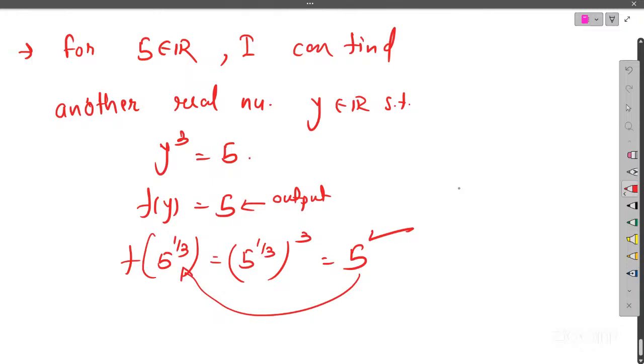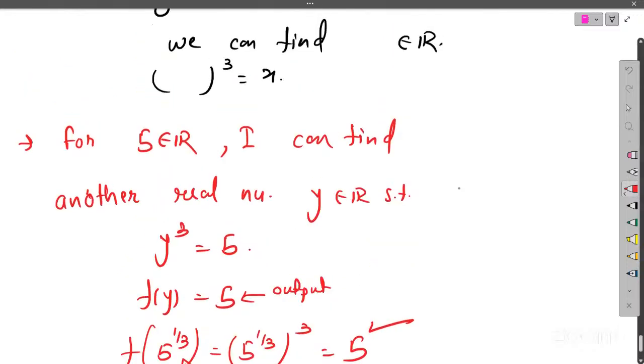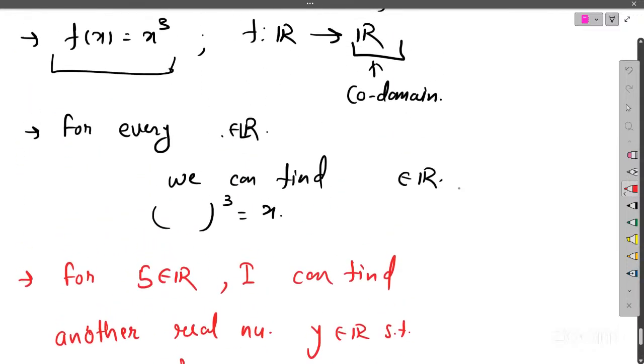And this is true for every real number. For every real number, we can find the cube root. In cube root, we don't have any problem. In square root, we have to consider the positive numbers only. But when you have cube, you can consider anything, right? And this is an onto function.